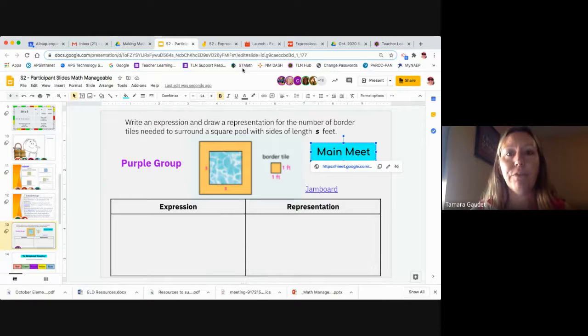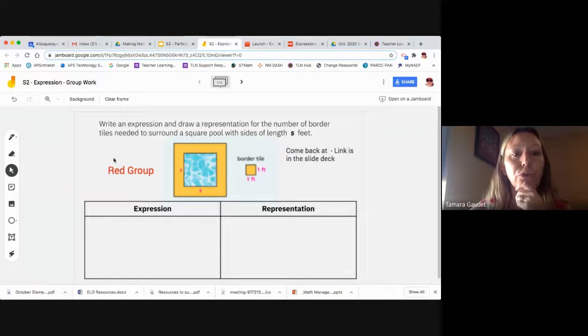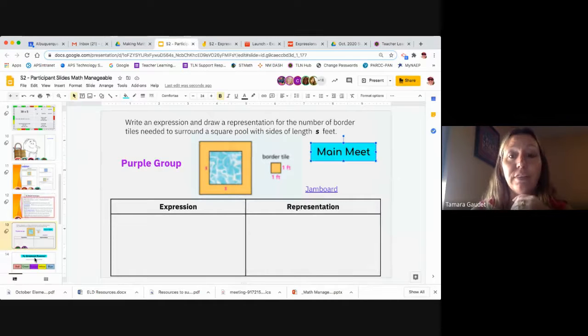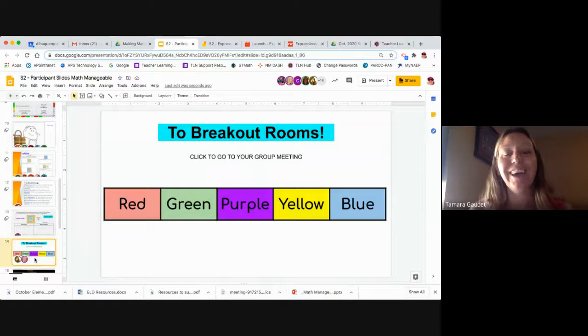I'm going to pop over there so you can see what exactly it looks like. You'll notice your group colors are here. So look for your group color. Make sure you're on the right slide. All right, that moves us into, I had asked you to remember your color. If not, just scroll back up to slide 2 or 3. Your link is here. It's also on those other slides.